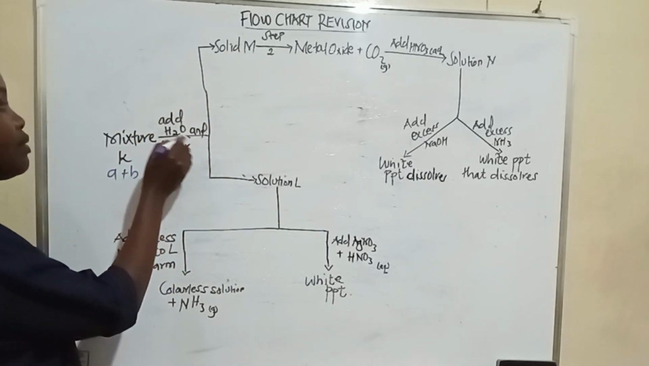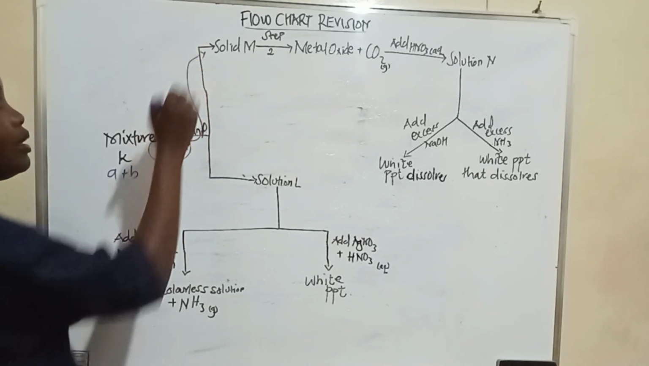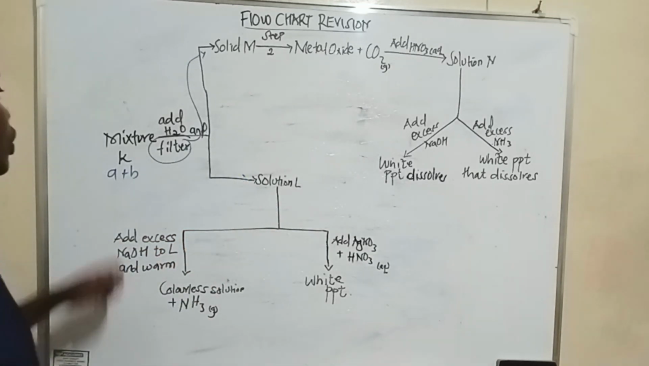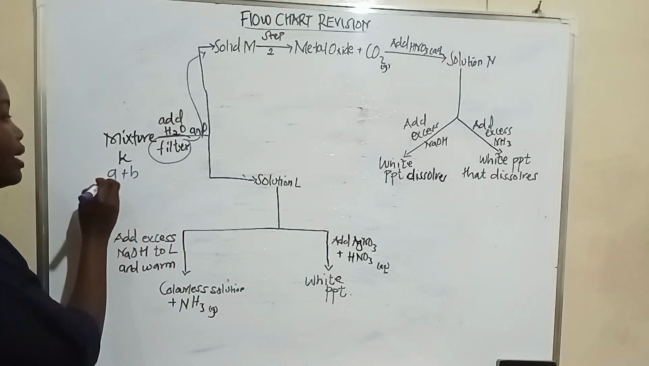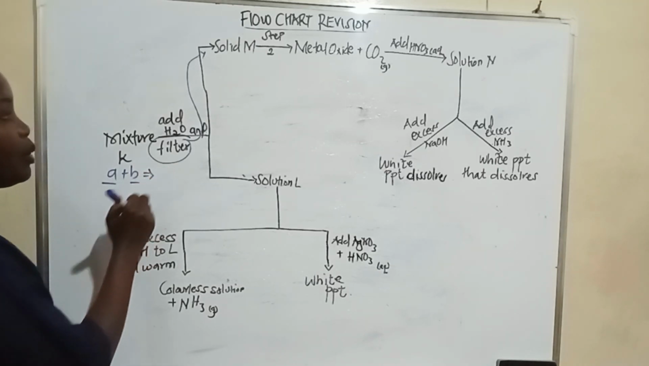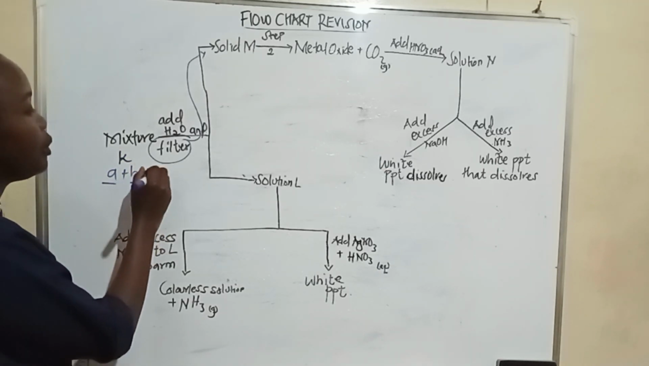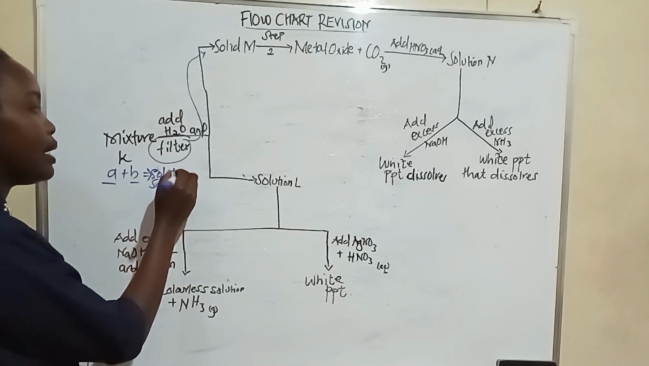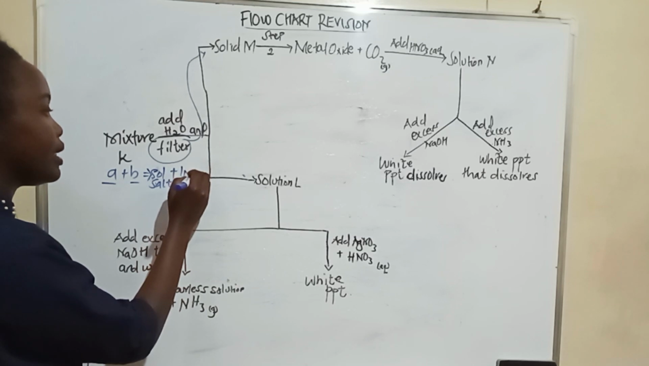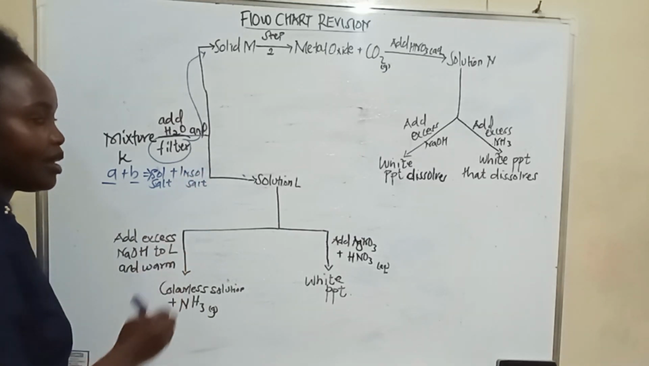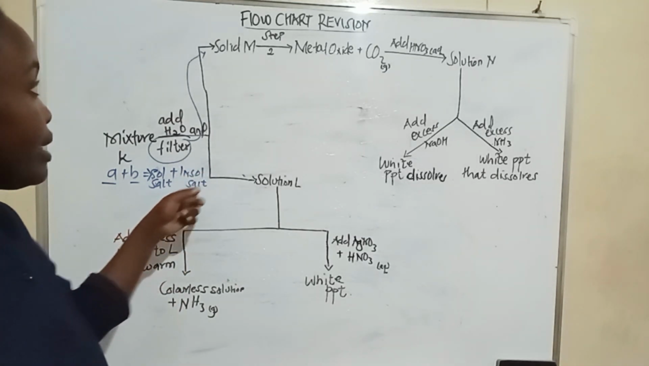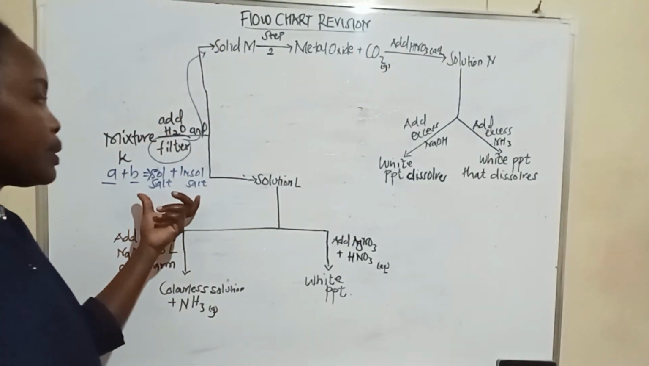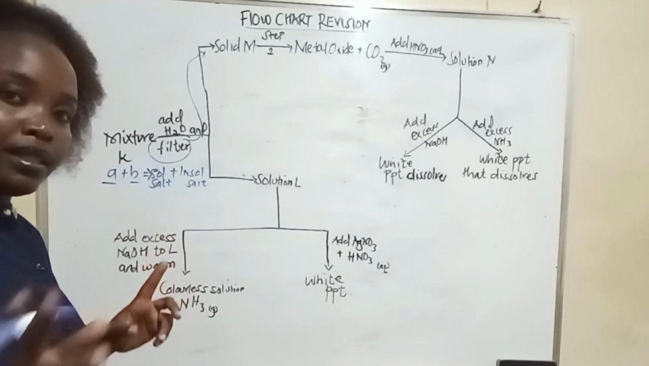So whatever we are filtering is our solid M, and then you get a solution. It means here you are having A plus B to give you a soluble salt plus an insoluble salt. So this is a method of preparing an insoluble salt, and it is what you call a precipitation reaction. So here we know we have a precipitation reaction that is going to occur. Now that is one thing.